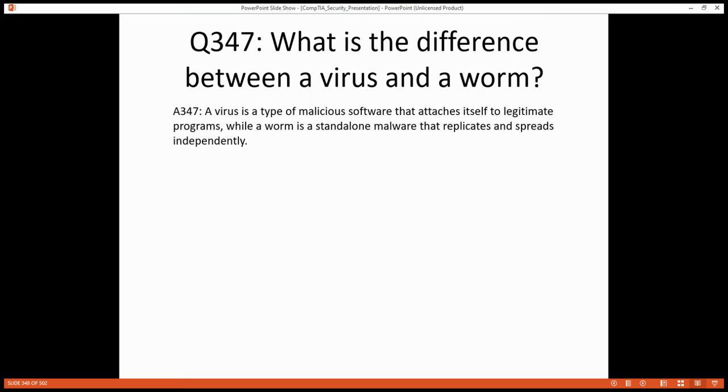Q347. What is the difference between a virus and a worm? A347. A virus is a type of malicious software that attaches itself to legitimate programs, while a worm is a standalone malware that replicates and spreads independently.